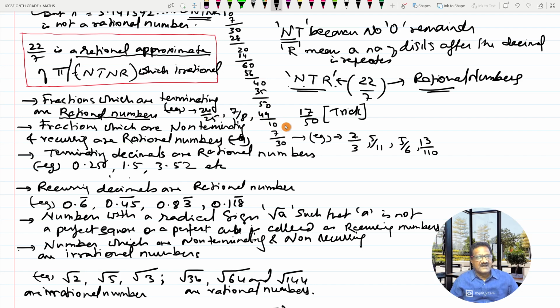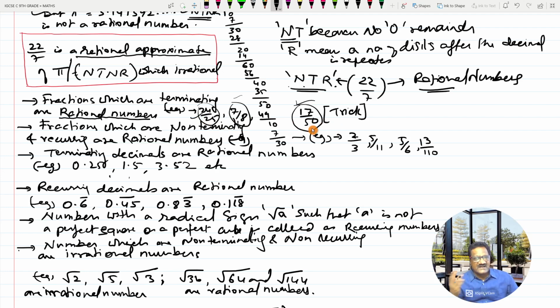Rather this 14 upon 10 is not a terminating fraction. 17 upon 50 is not a terminating fraction. This 49 upon 10 is not a part of this. This is something else, right? ये इसका part है, right? So this one is there, 17 upon 50. So 17 upon 50, 7 upon 8, 24 upon 25. These three circled numbers are all terminating fractions. So all terminating fractions are rational numbers. So these will come in the category of rational numbers.